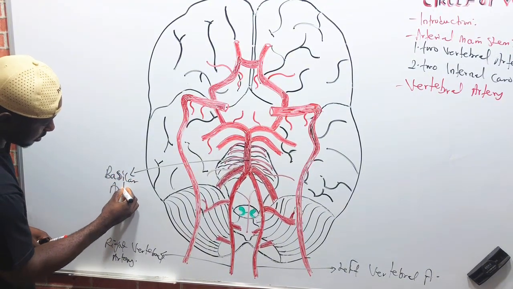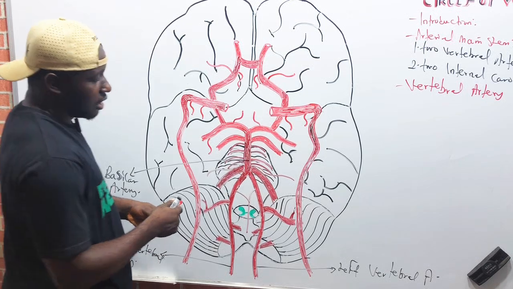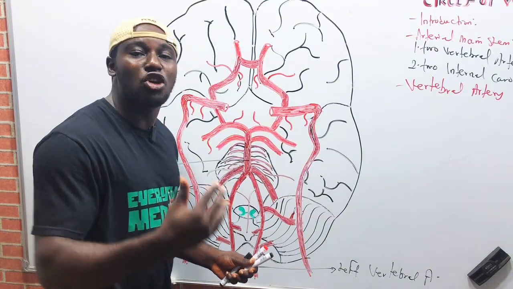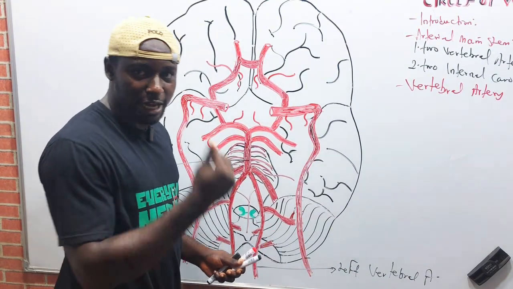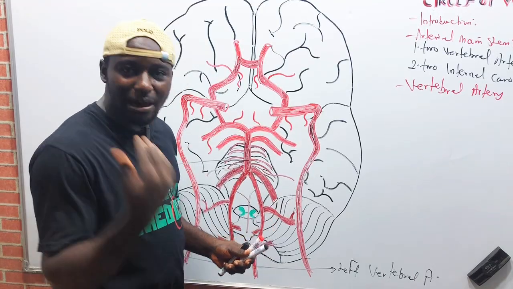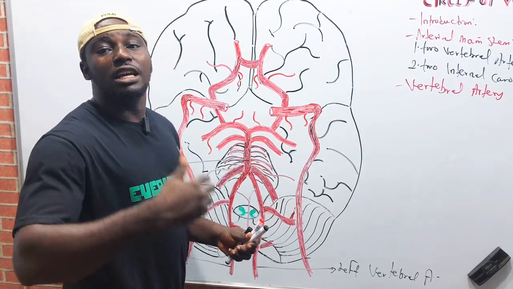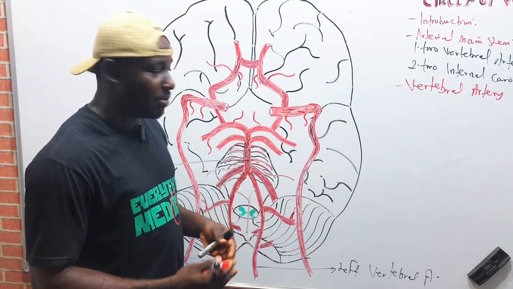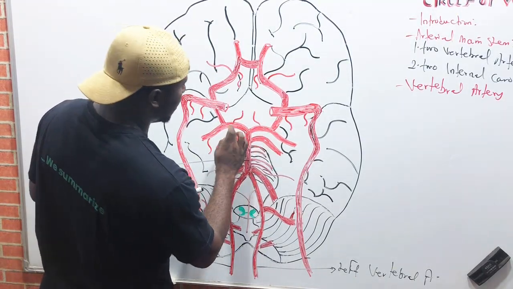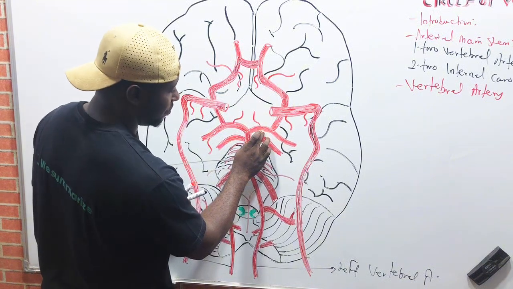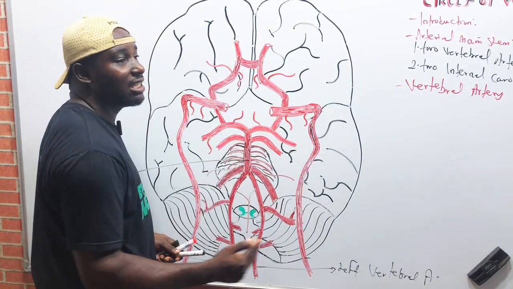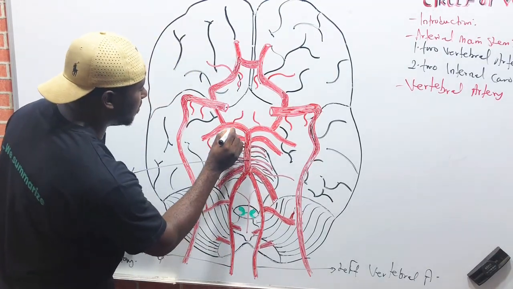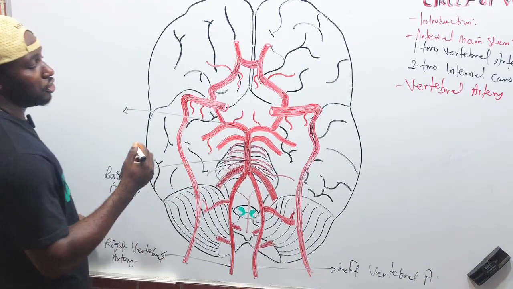The basilar artery then ascends on the midline, particularly on the anterior surface of the pons, towards its upper border, where it terminates by dividing into two terminal branches, the right and left posterior cerebral arteries. Now you can see here the right and left posterior cerebral arteries, because the basilar artery terminates by dividing into these two terminal branches.